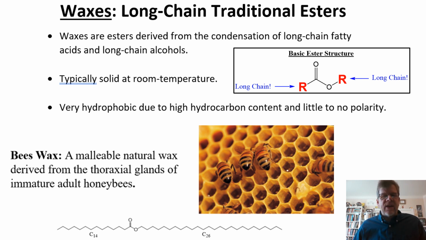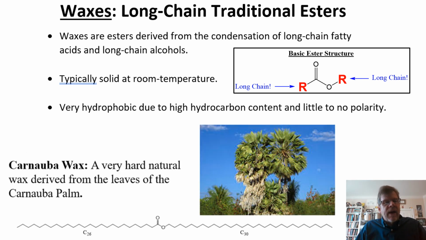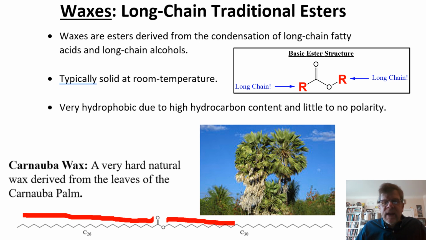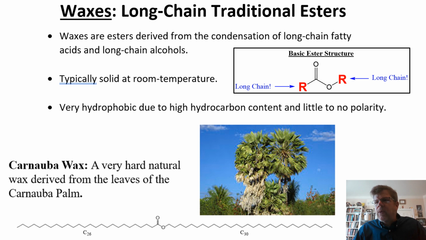Another example of a natural wax would be carnauba wax. It's a very hard natural wax derived from the leaves of the carnauba palm. Look at this one right here. Here is our ester, and there's the carboxylic acid portion, 26 carbons. Here is the alcohol portion with 30 carbons. This is much larger than the beeswax we saw before. While beeswax is fairly malleable, carnauba wax, because it's larger, is very hard. Typical uses of carnauba wax are waxing fine furniture or fine woods and that sort of thing.